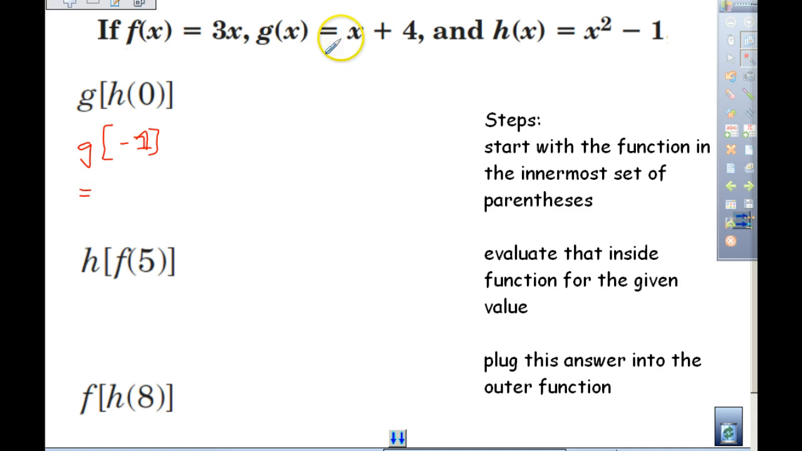So you find the g, -1 plus 4 is 3. What's f of 5? 15. Okay, so what's h of 15? 15 squared minus 1, 224. Okay.